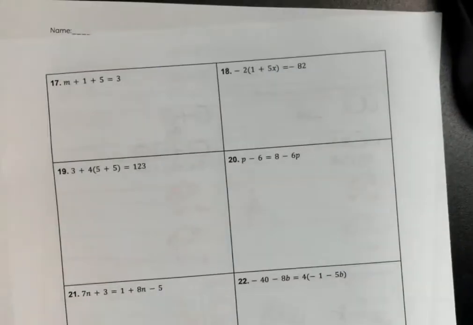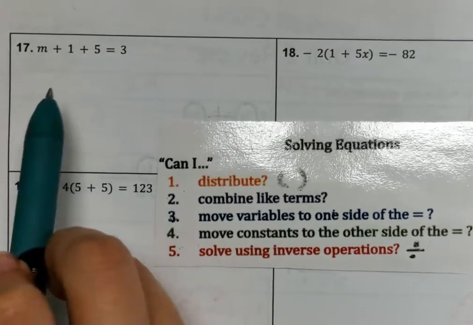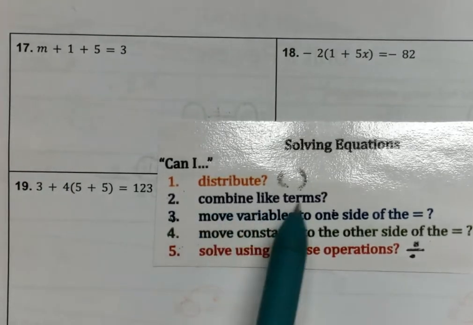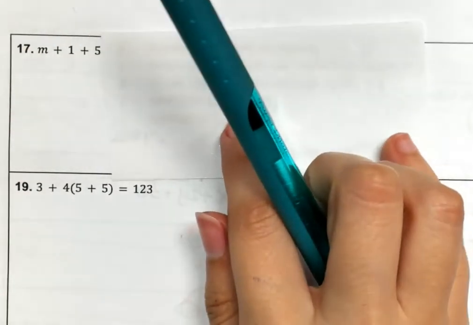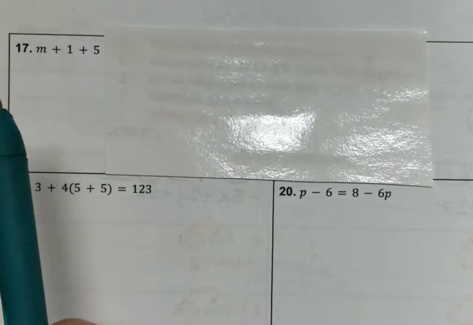So for question 17, first I asked myself, okay, can I distribute? Well, I see no parentheses, so no. So I go to step 2, can I combine like terms? So I cover the right side of the equal sign and only look at the left side. Can I combine anything on the left side? Well, there's only one m, so my m is going to stay the same.